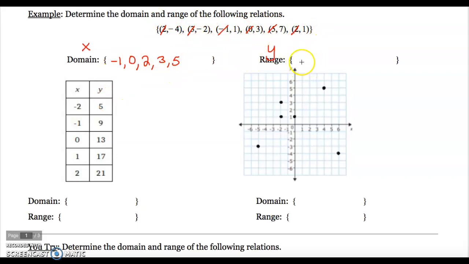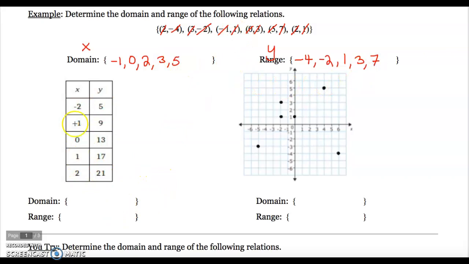Now let's do our range. I'm going to look at the Y values and do the same thing, writing them from least to greatest. It looks like -4 is my smallest Y value, then -2, then 1 appears twice, but I'm only going to write it once, no repetition, and then 3. Oh, almost missed one, 7 right there. Voila. That's the domain and range of that data set.